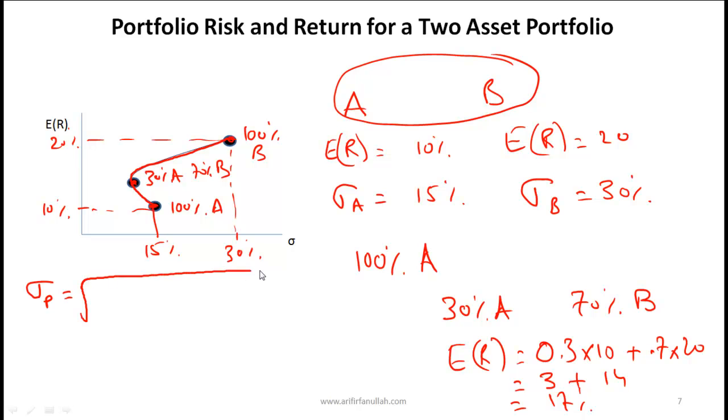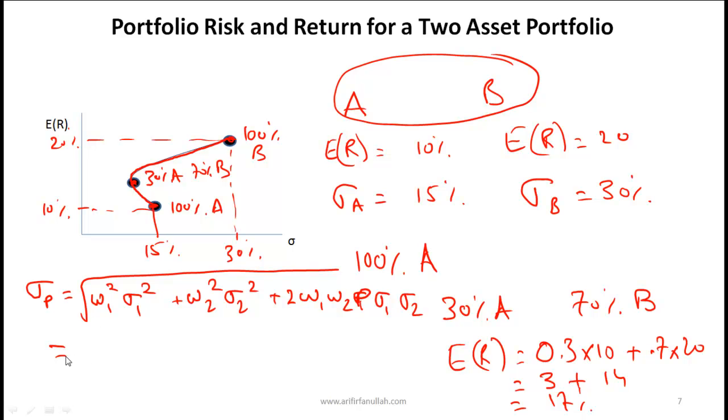So sigma of the portfolio is equal to the weightage. So let's say we are taking this point where we have 30% A and 70% B. Since this is important enough, I will write the formula again. This is W1 squared sigma 1 squared, where sigma 1 represents A, plus W2 squared sigma 2 squared, plus 2 times W1 W2 and then rho, which is the correlation between A and B, times sigma 1 sigma 2.